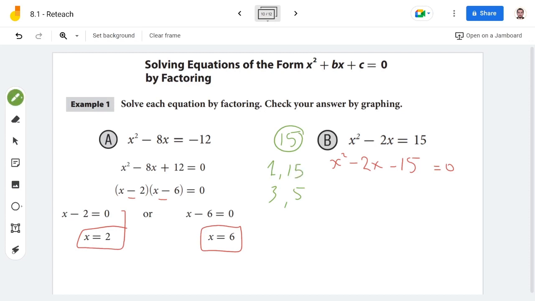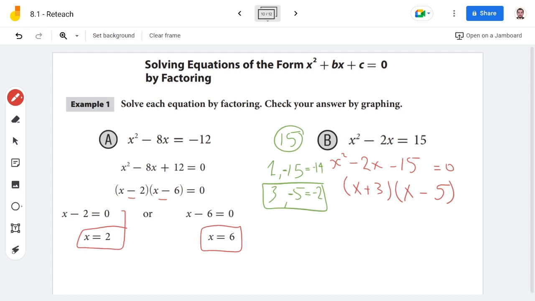Now, which pair, if you add them, gives negative 2? That is 3 and negative 5. This one would be negative 14, this one is negative 2. So now these are the two factors, 3 and negative 5. Let's open two brackets: x plus 3 and x minus 5.